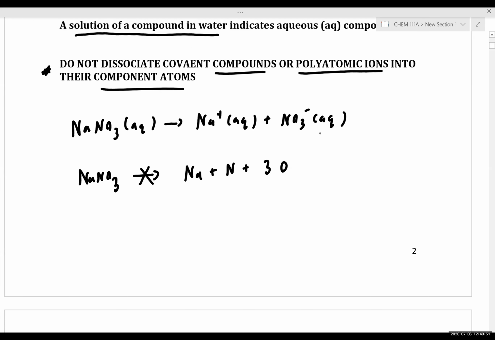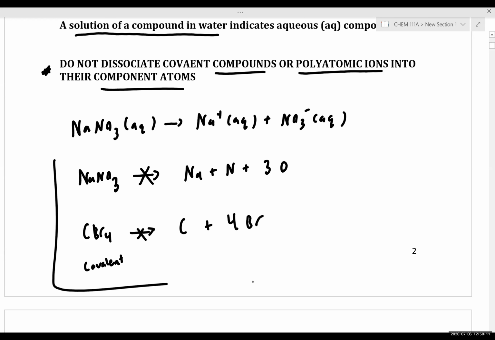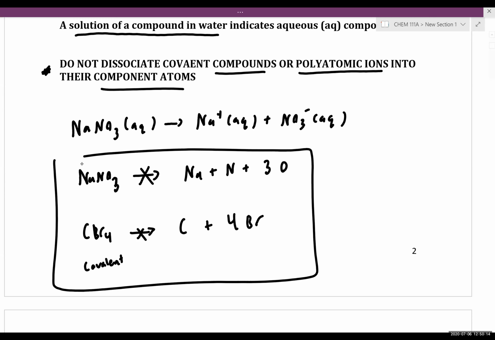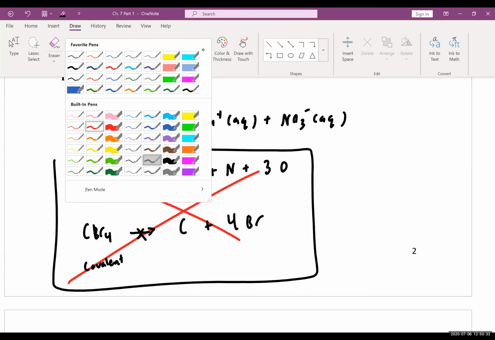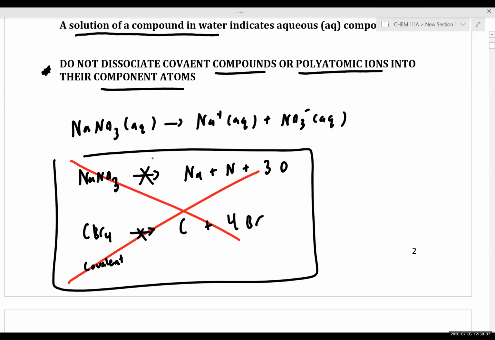Polyatomic ions are a set of atoms chemically bonded together with a net charge. Do not dissociate polyatomic ions into their component atoms. By the same token, if you have a covalent compound, the last thing I want to see is you breaking down this covalent compound into atoms. Do not do these two things. Does that make sense? Only dissociate soluble ionic compounds and strong acids into their component ions.